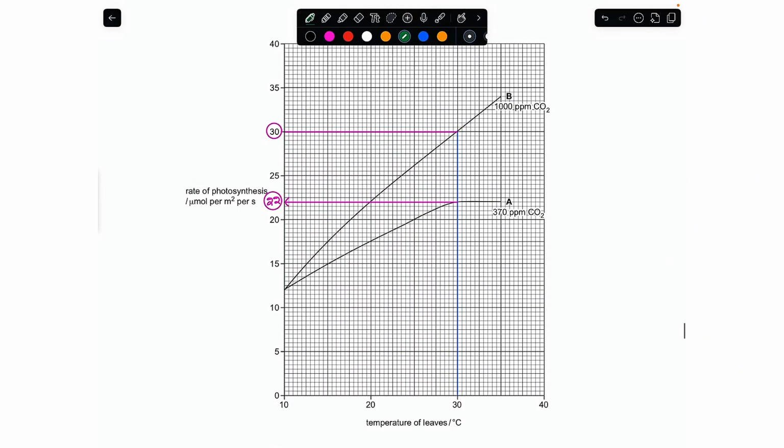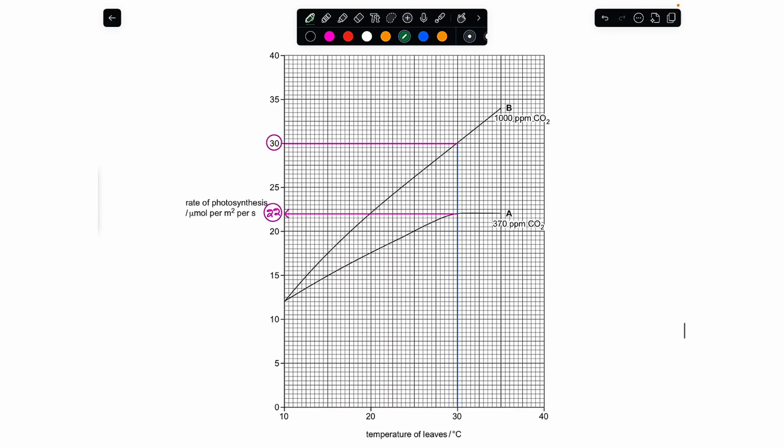If I were to take you to the graph, you see that the temperature of the leaves is being changed from 10 to 40. And here they have given you the rate of photosynthesis in terms of micromole per meter square per second. That is the rate of photosynthesis being shown here. Now, for A, the carbon dioxide concentration is 370 parts per million. And for B, the carbon dioxide concentration is 1000 parts per million.